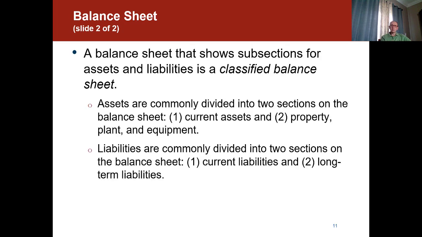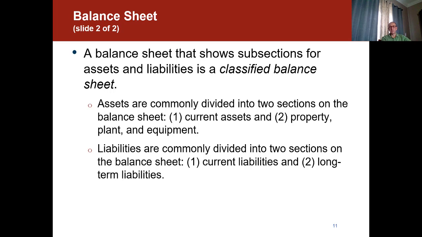A balance sheet that shows subsections for assets and liabilities is called a classified balance sheet. Assets are commonly divided into 2 sections. One is called the current assets and the other one is called property, plant, and equipment. Liabilities are also commonly divided into 2 sections. One is called current liabilities and the other one is called long-term liabilities. So let's talk a little bit more about current assets, property, plant, and equipment, current liabilities, and long-term liabilities.